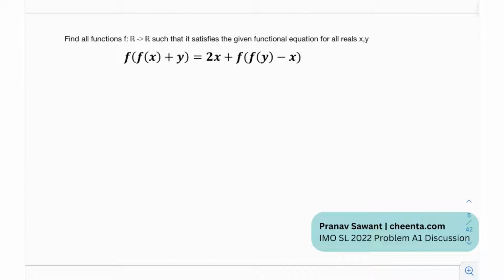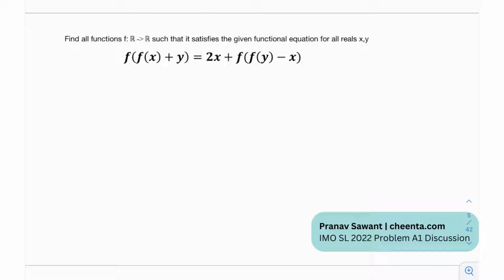Okay, so what have they given us? They've asked us to find all functions mapping from reals to reals so that it satisfies the given functional equation for all reals x and y. Okay, perfect. So, let's first try and look at a solution without surjectivity, and then we look at a solution with surjectivity. Right? So first, let's just use some elementary substitutions.